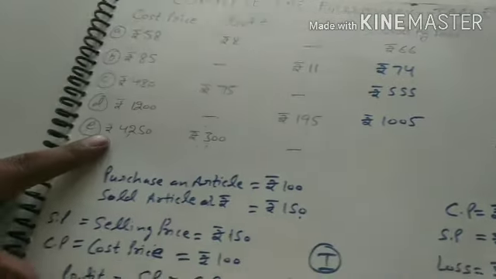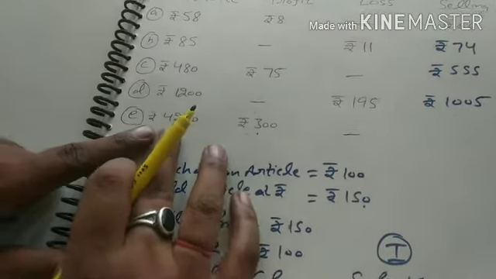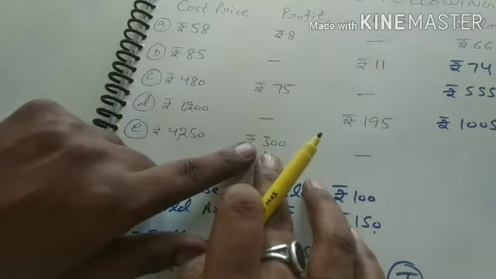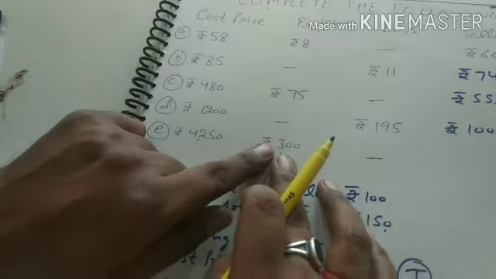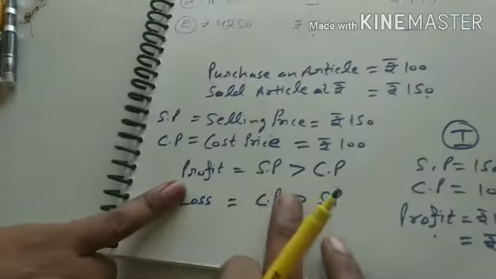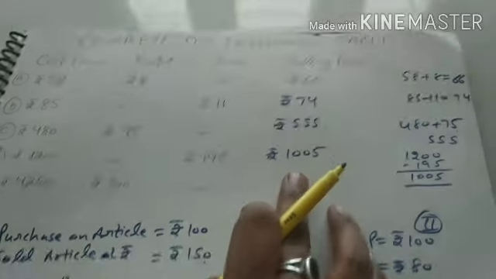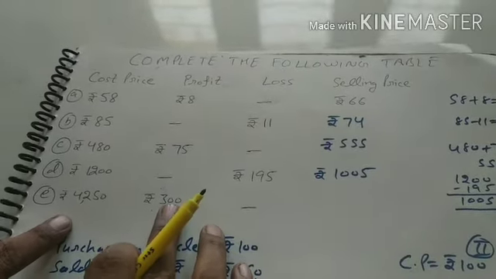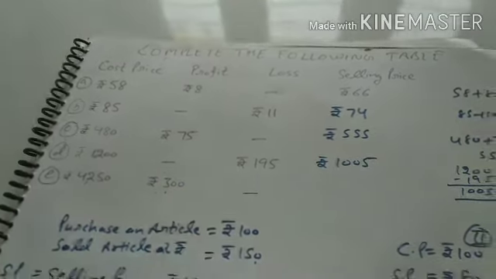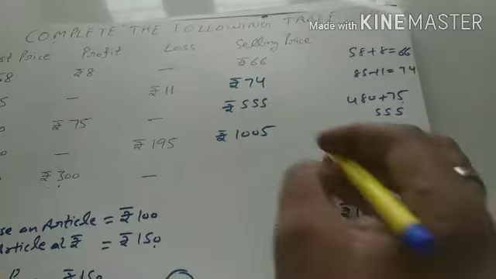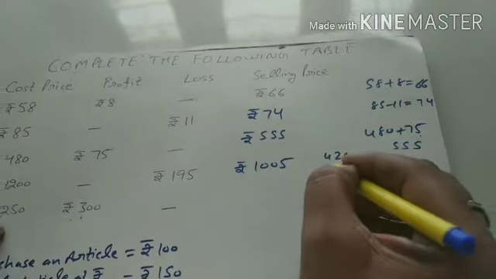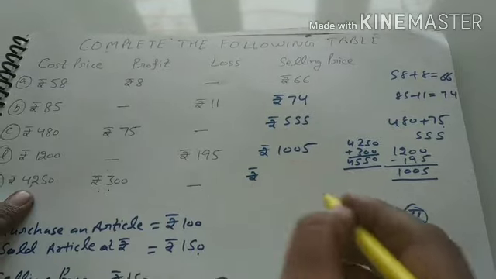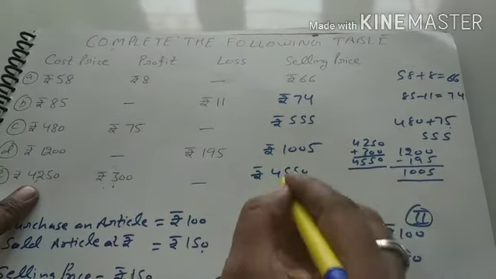Now we are on the E part. What is the E part? Rupees 4250 is the cost price and the profit is rupees 300. Now in this case the profit is there. When the profit is there, then SP is greater than CP, and in order to make SP greater than CP, what will we have to do? Addition or subtraction? We will have to make addition. So I will add 4250 with 300. You may see that this is my answer, rupees 4550.